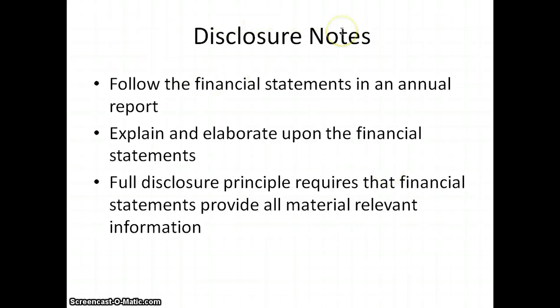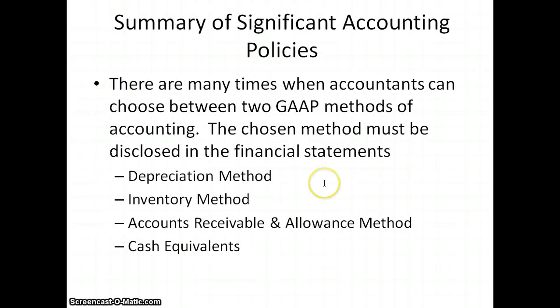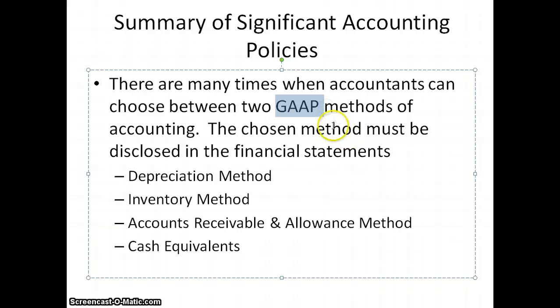Disclosure notes follow the financial statements in an annual report, so I just showed you that. We had the financial statements and then the annual report. They explain and elaborate upon the financial statements, and the full disclosure principle requires that they provide all material relevant information. The first thing we usually find when we look at disclosure notes is the summary of significant accounting policies. That is usually the very first note that you find, and it really talks about when auditors can make a choice, so that both choices or both methods are GAAP, generally accepted accounting principles, and they're both fine to use.